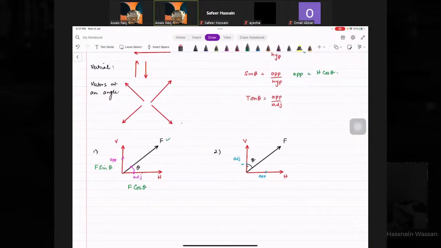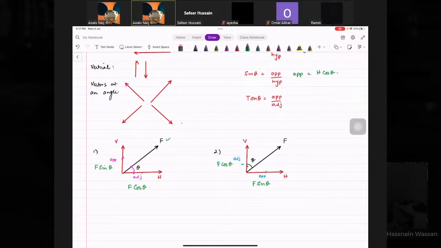This means that this will be F sine theta now, and this will be F cos theta. So what I'm saying is that you need to look at basically the angle. The vector component which is next to the angle is always cos theta, and the opposite one is the sine theta. Everybody understand this? Okay, cool. Pretty good.